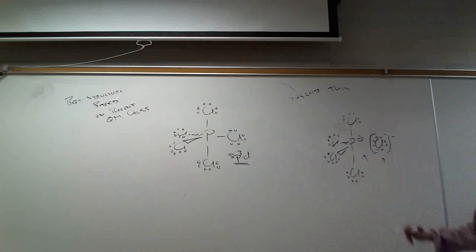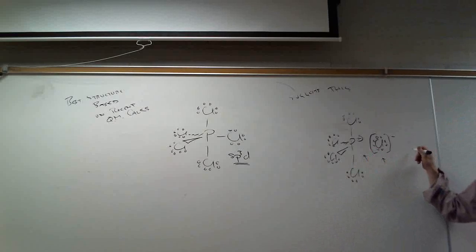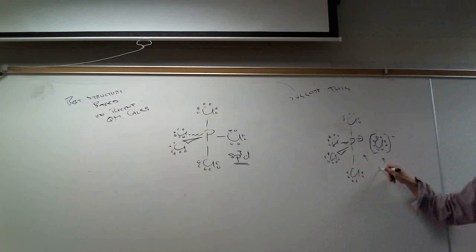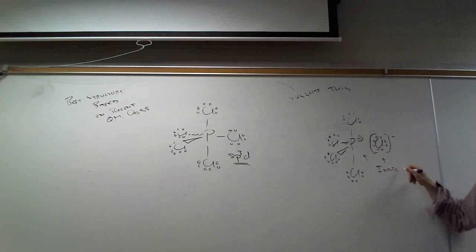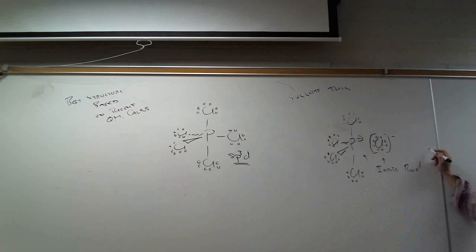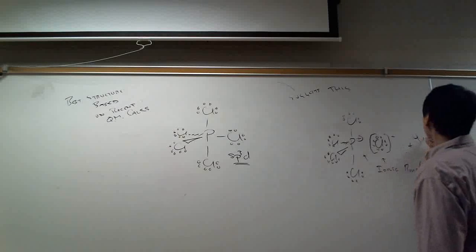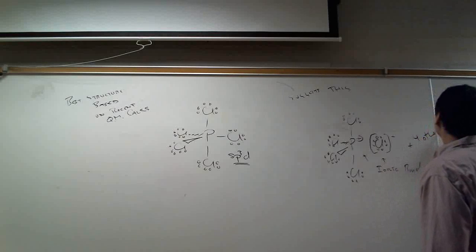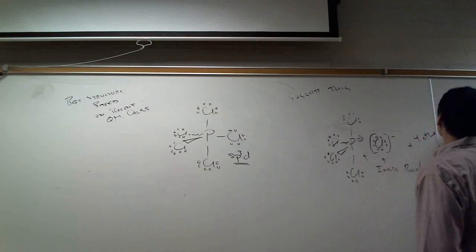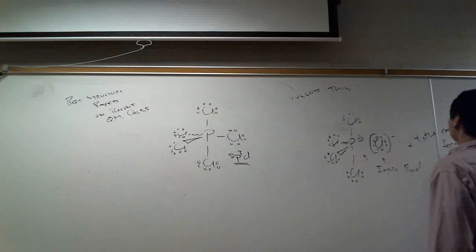Really, though, how many resonance forms can we draw for this? We can draw 5 resonance forms, right? One for each chlorine. Plus 4 other resonance forms. How recent is that? Very recent.